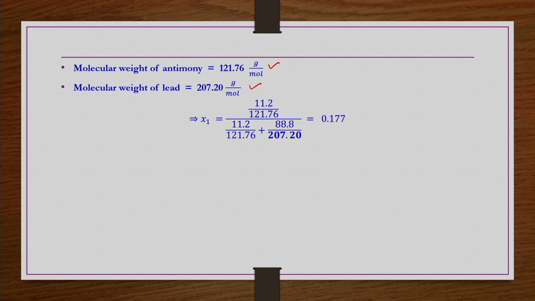Then x1 should be, because antimony we have taken as component 1, x1 should be 11.2 divided by 121.76, and then the whole divided by 11.2 divided by 121.76 plus 88.8 divided by 207.2, that comes out to be 0.177. So that means x2 is 0.823. So the only unknown in the previous equation that is to be solved to get the capital X2 is this small x2, that is also now we got.